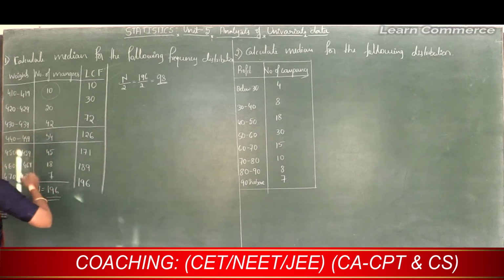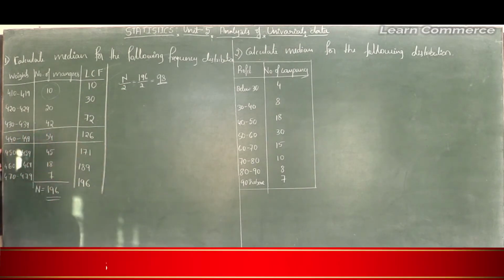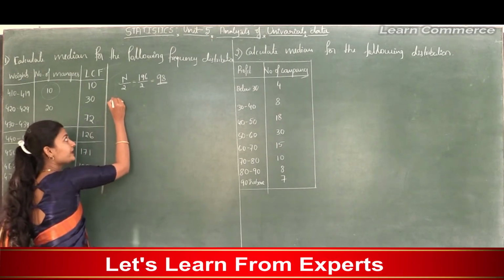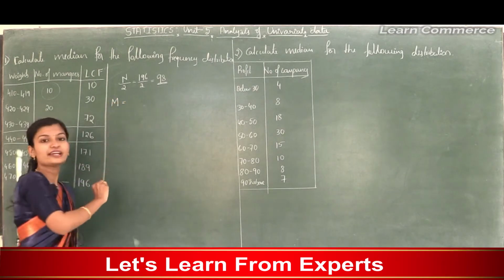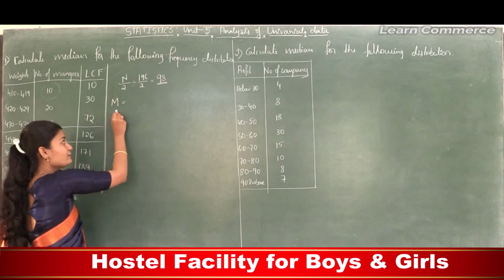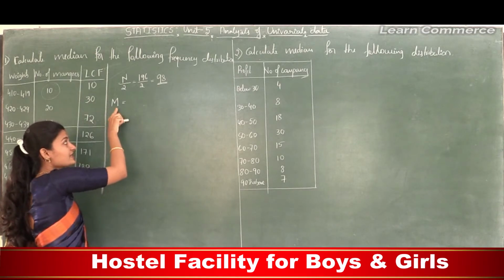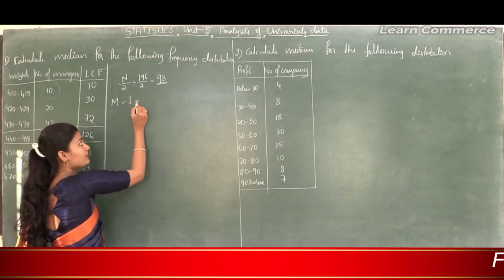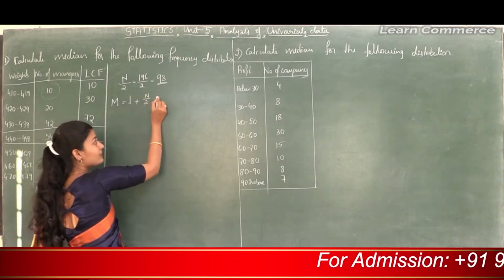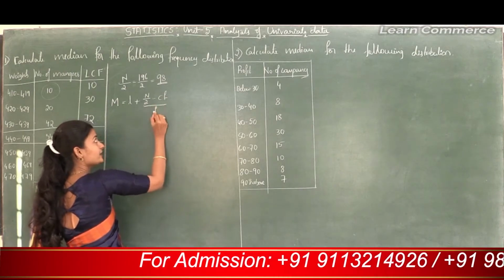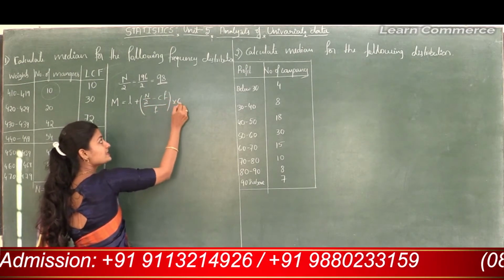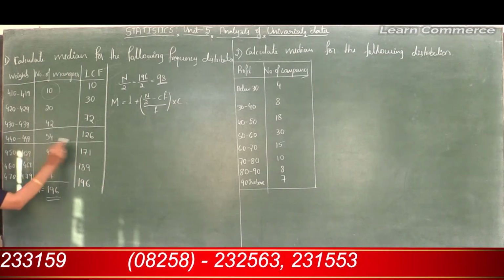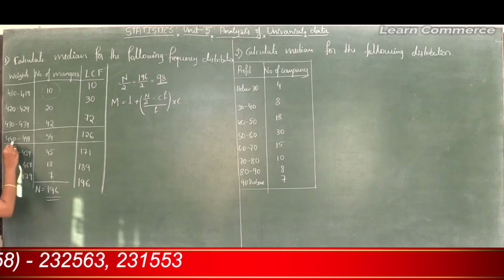Okay, next, step 4 is using the median formula we can calculate the median. The median is denoted by capital letter M. So M is equal to L plus (N by 2 minus CF) divided by F into C. Here L is the lower class limit. In this median class, this is the upper class limit and this is the lower class limit.